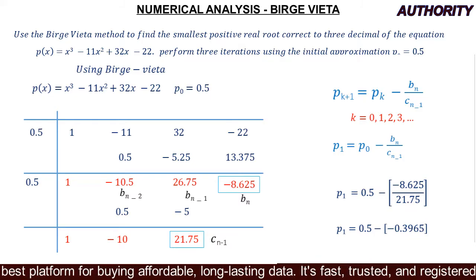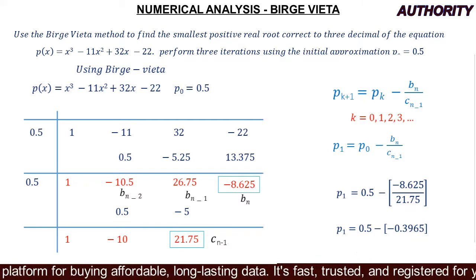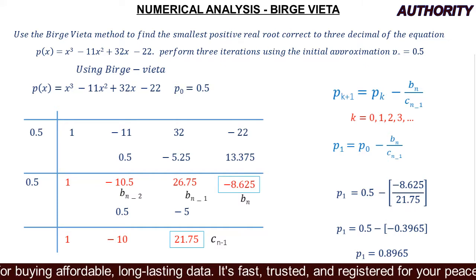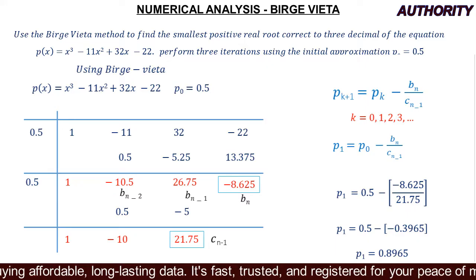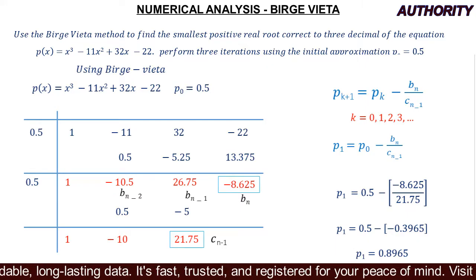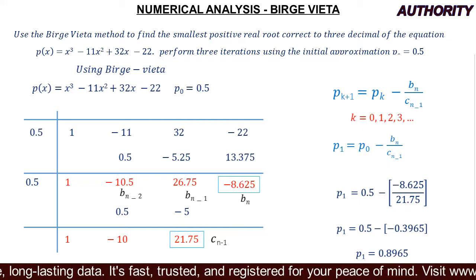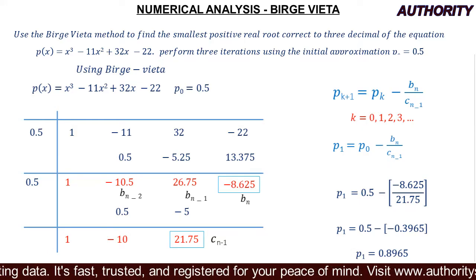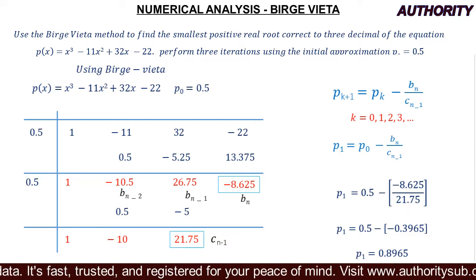0.3965. Now when you multiply, we have P1 is equal to 0.8965. So this is the first iteration.